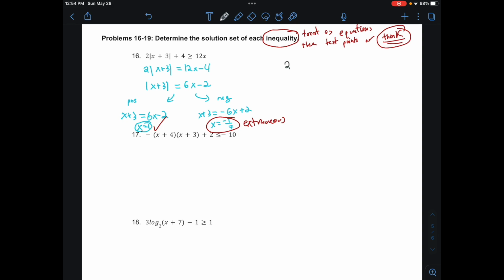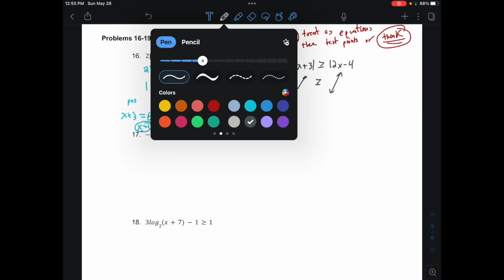So if I go back and think again, here's my function: 2 times the absolute value of x plus 3 equals 12x minus 4. In a sense, that's saying, when is absolute value going to equal some linear function? Specifically, when is it going to be greater than or equal to? Okay, and we said it only intersects in one point.